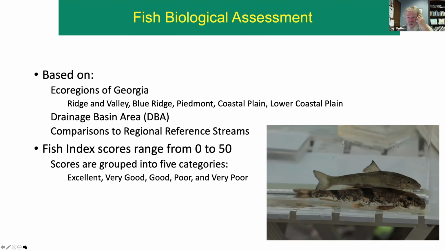But there's this term ecoregion, or some people use the term physiographic province. Here in Georgia, we have these different ecoregions of the state. So obviously geography matters a lot. For example, we would not compare a stream that's in the coastal plain down in South Georgia to a stream that's up in the Ridge and Valley province of North Georgia. Drainage basin also matters. So we would not compare a second order or a small stream to a fourth order or a medium-sized stream. So we try not to compare apples and oranges here when we do this kind of work.